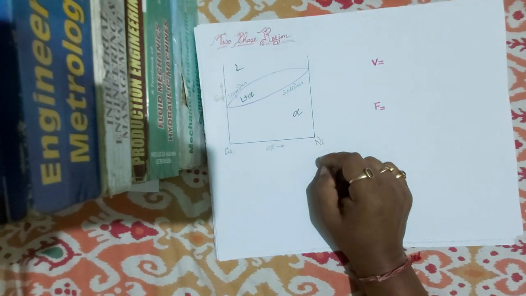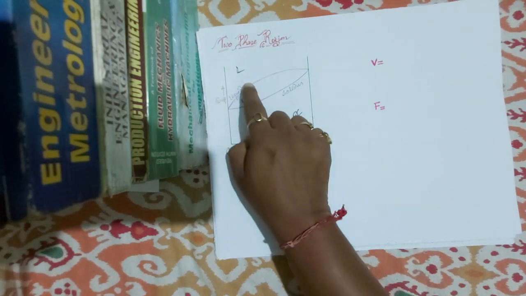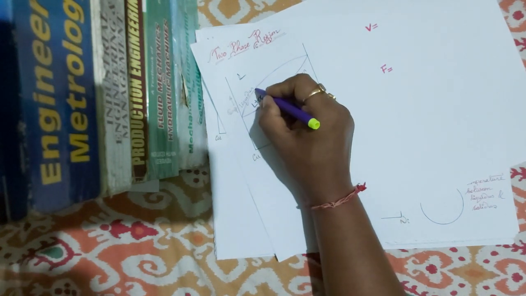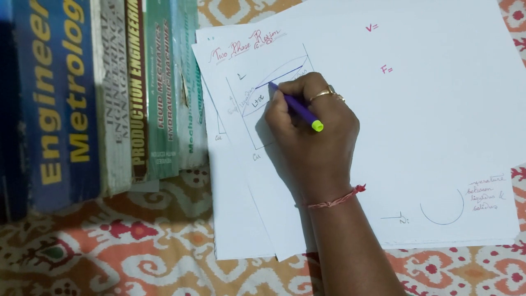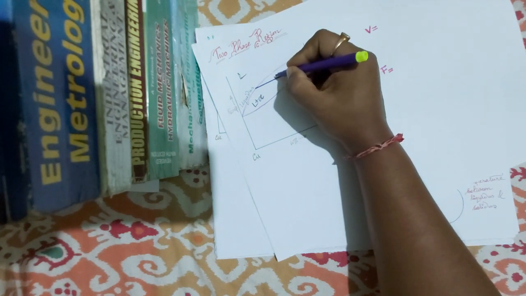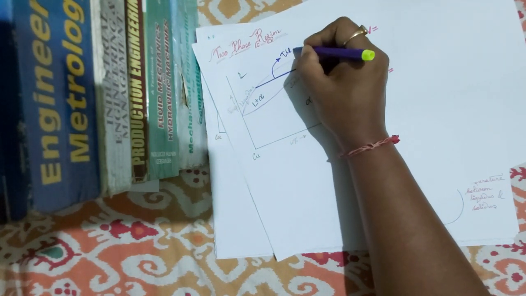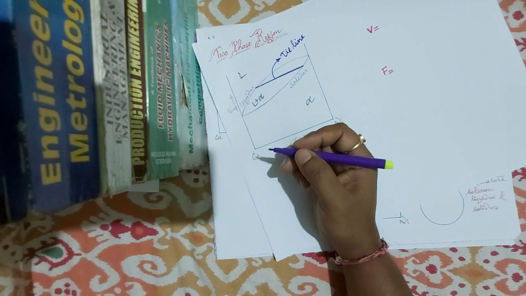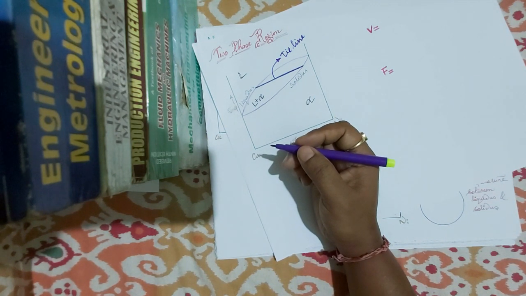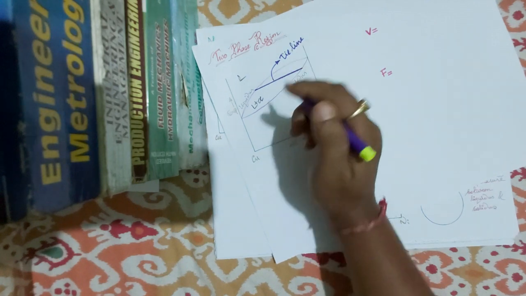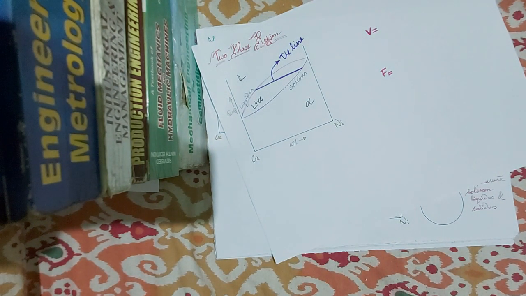To know about this two-phase region, we will draw a tie line. So this is one constant temperature line which is known as a tie line. The equilibrium will be seen in this tie line. So with the help of this tie line, we will discuss the equilibrium of the copper nickel diagram.